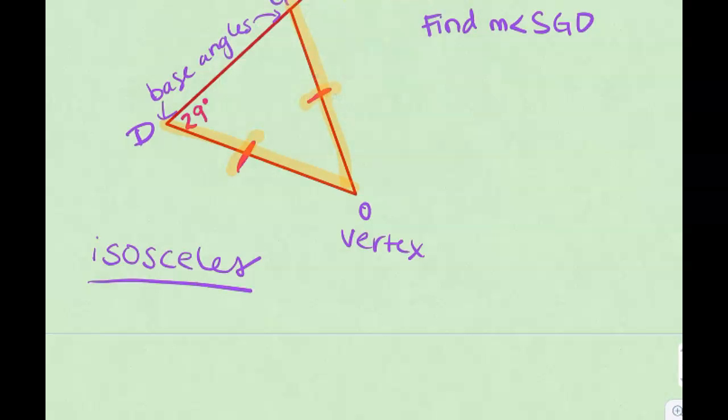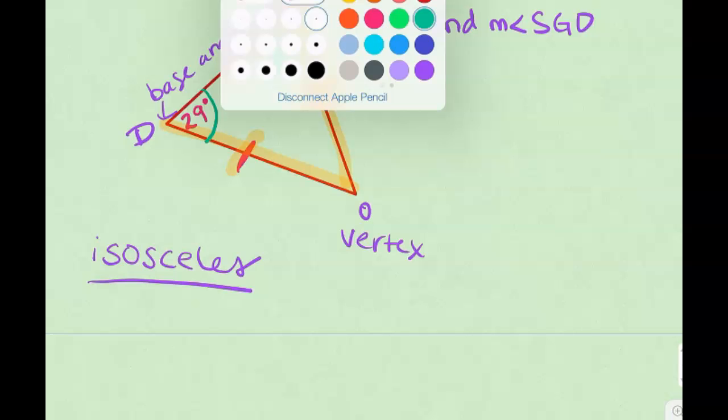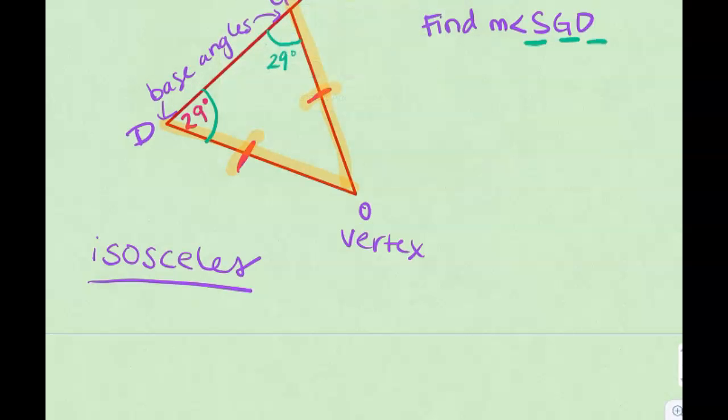Okay, our base angles are always our congruent angles. Now, since this is 29, this guy over here is also going to be 29 degrees. Now, don't get fooled by this. What did we ask you to find? S to G to D. So I'm going to just take a little highlighter here, show you guys. S to G to D. So you might try to find the vertex, but we need you to find this angle over here.